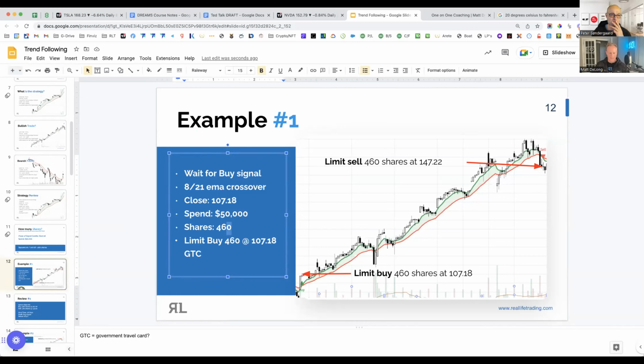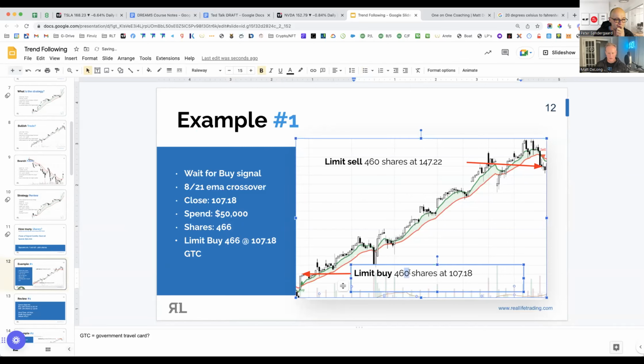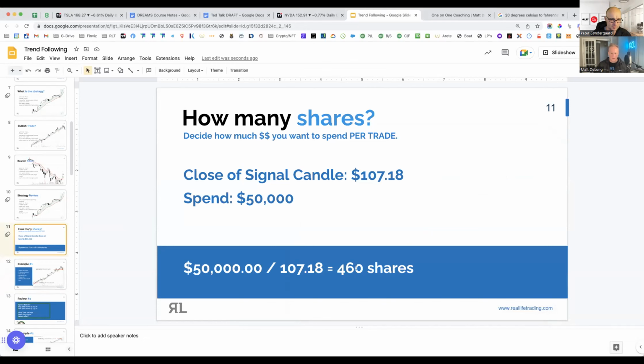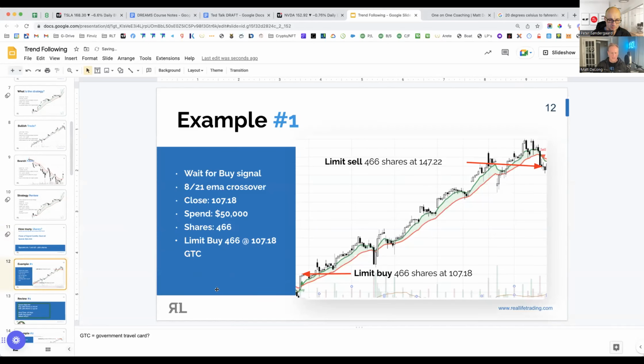All right, let's say 466 shares. So when I originally did this, I set it out at 5,000 and I last minute changed it to 50. Yeah, no worries. Okay. So this is what it's going to look like, we have 466 shares. So here's our example. This is what it's going to look like as we're waiting for that buy signal at 107.18, right? And we're going to buy as many shares as we can with that 50,000, which is 466 shares. So then we're going to stay in the trade.